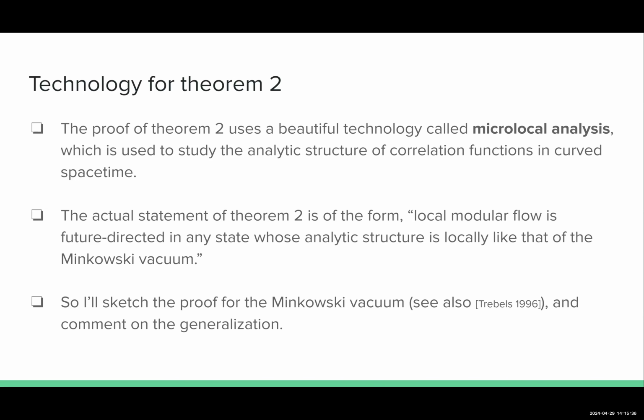That's the big picture. The general kind of statement that we're able to make for theorem 2 is that local modular flow must be future directed in any state whose analytic structure is locally like that of the Minkowski vacuum. The microlocal analysis conditions let you make very precise what you mean by analytic structure looking locally like that of the Minkowski vacuum. But because that's the flavor of the proof, for the purpose of this talk, I'm just going to tell you how the proof works for the Minkowski vacuum, and then I'll comment a little bit on the generalization. It really just involves applying some technical tools to the thing that I'm going to explain now.